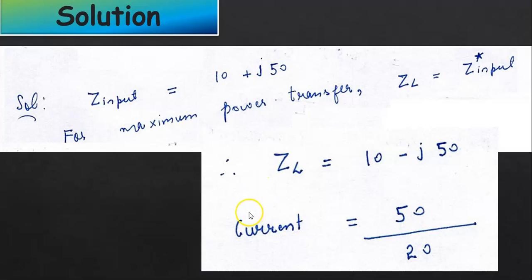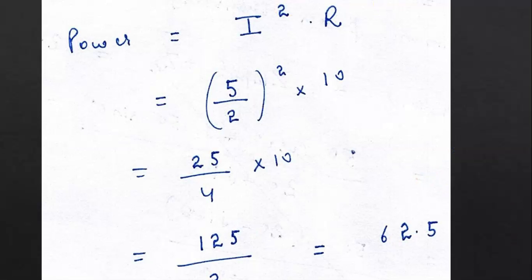Now in this case, current will be equal to voltage by resistance. The voltage is 50 at an angle of 0 degrees, that is as good as 50 only. And the equivalent resistance will be 10 plus 10, 10 for the input and 10 for the load resistance. So it will be 20. Now the maximum power will be equal to I square R. I is equal to 50 by 20, that is 5 by 2 whole square, into the output load resistance, which is 10. So the maximum power will be 62.5. So this numerical is also solved.